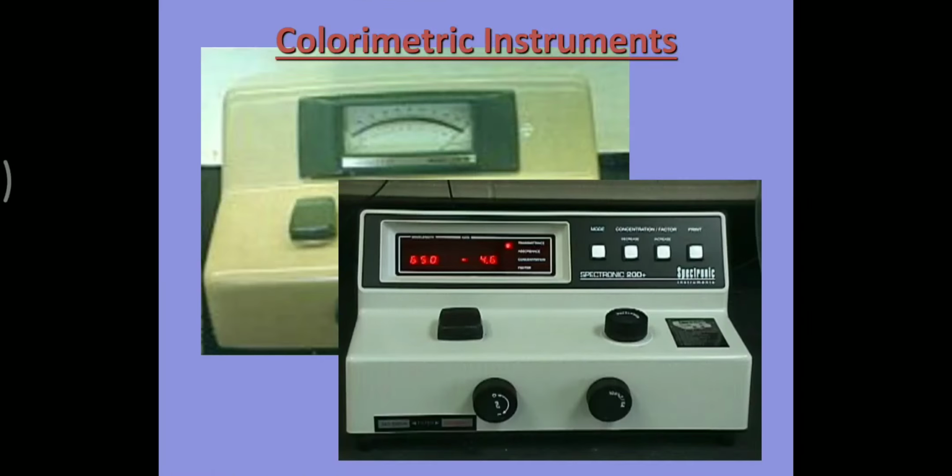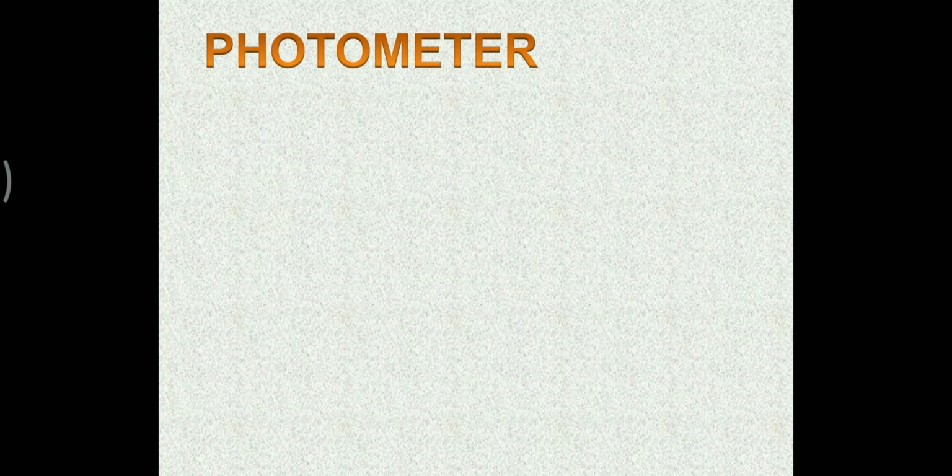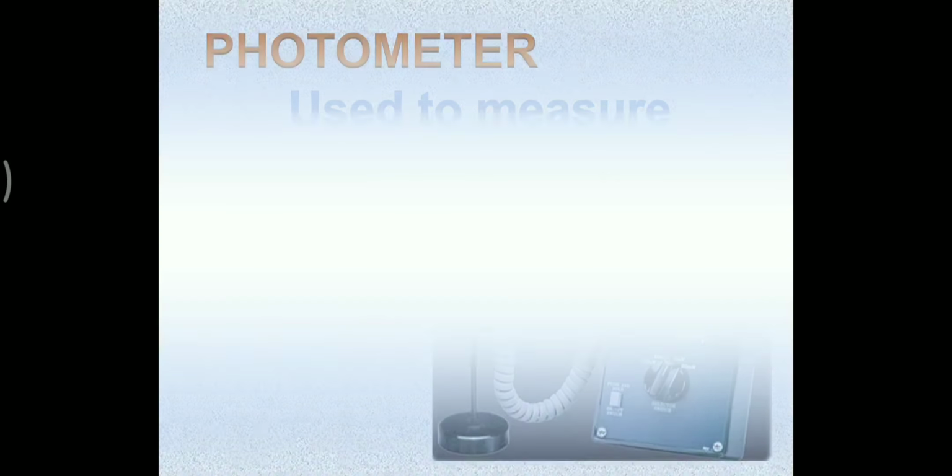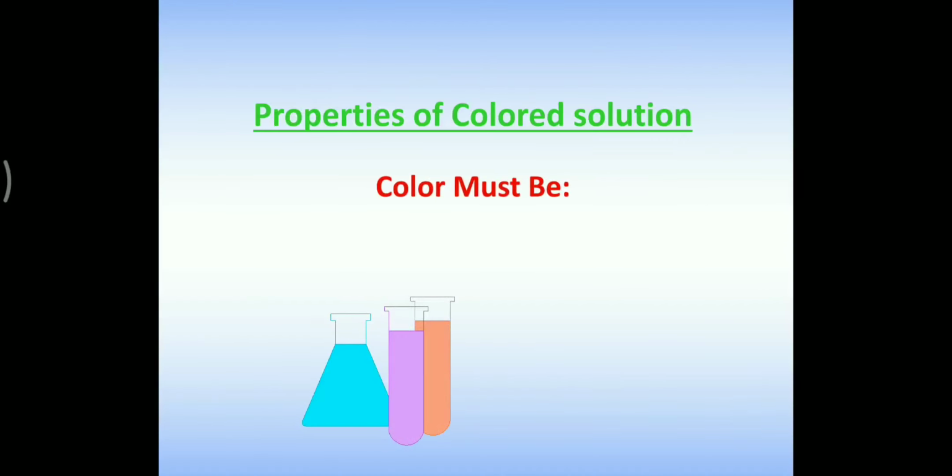So these are colorimetric instruments which were used in earlier days. Now it is developed, and we have a term called photometer. It is the instrument which is used to measure the intensity of light, and this photometer itself is a part in spectrophotometer. As the name tells, spectrometer plus photometer gives a spectrophotometer.